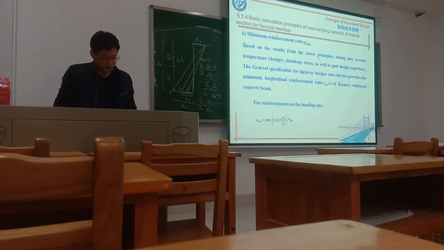Based on the result from the above principle, taking into account temperature change, shrinkage stress, as well as past design experience, the general specification for highway design provides the minimum longitudinal reinforcement ratio of flexural reinforced concrete beams. For the reinforcement on the bending side, rho minimum equals the maximum of 0.2 and this value. FTD is the tensile strength of the concrete. FSD is the tensile strength of the reinforcement.